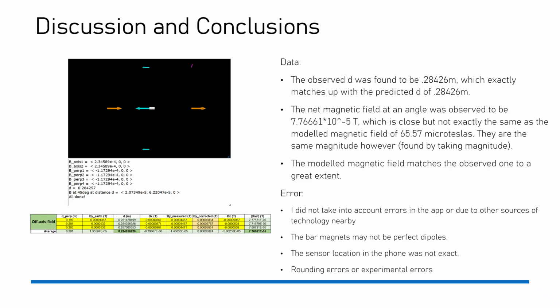Now for some errors. I didn't take into account errors in the app or due to other sources of technology nearby. The bar magnets might not be perfect dipoles, the sensor location in the phone may not have been exact, and there could be rounding errors or experimental errors.